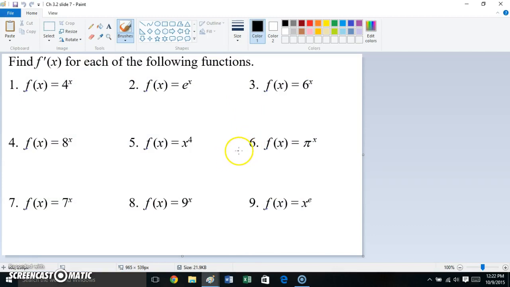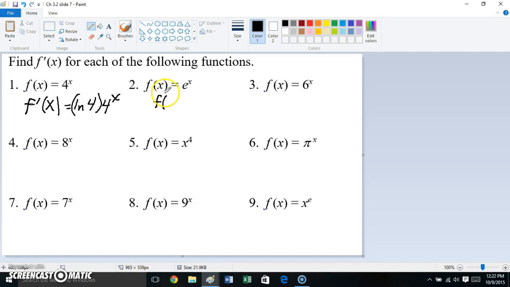I would encourage you to try these examples on your own first, and then perhaps go back and watch the video and see that you got the correct answers. All right, so f of x is 4 to the x. F prime of x is the natural log of 4 times 4 to the x.